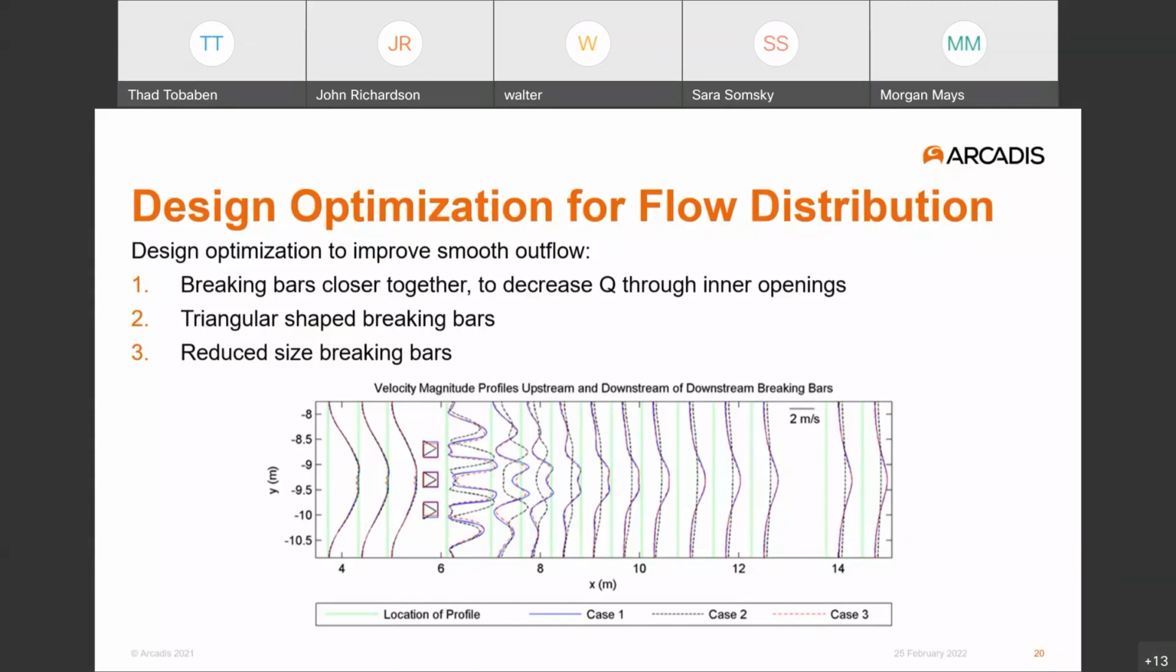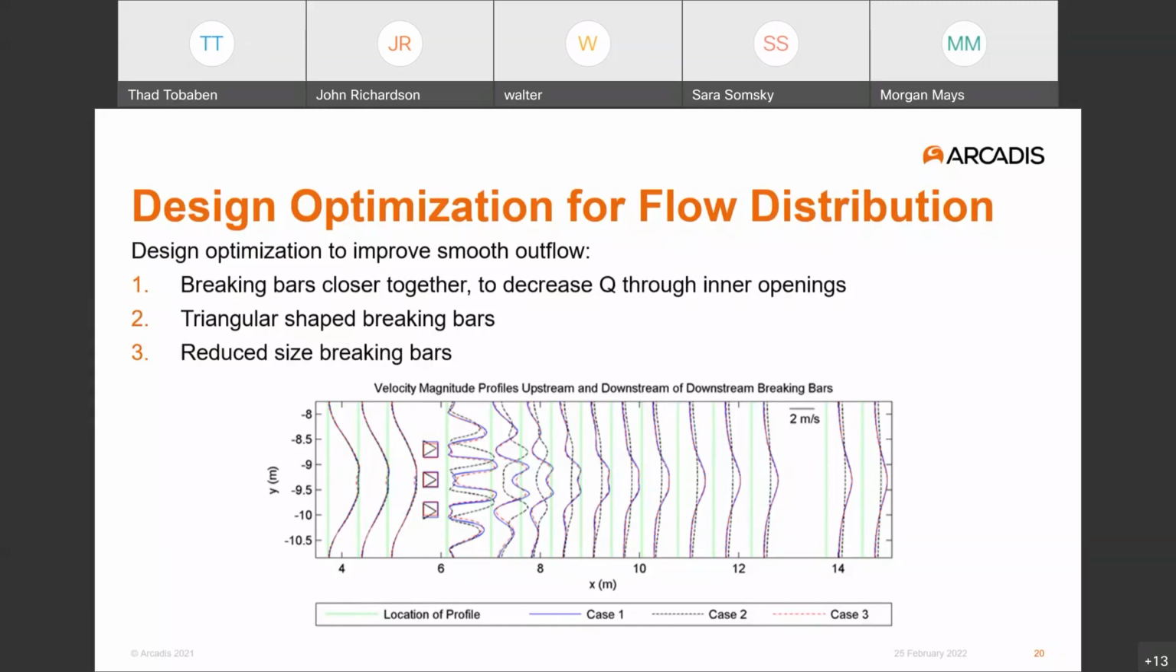So what we did was to look at a couple variations of the braking bar design, moving the braking bars to the outside face of the doors, moving them closer together, which is referred to as case 1 here, making them triangular in cross-section, which is referred to as case 2, and reducing the size of the bars, which is referred to as case 3.